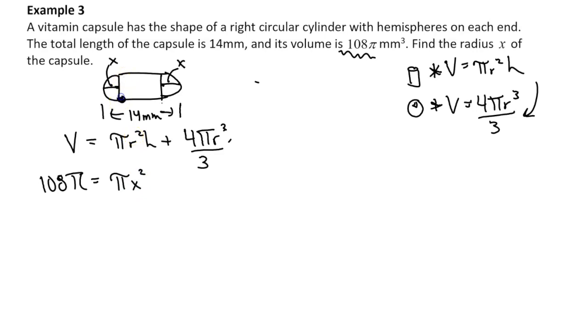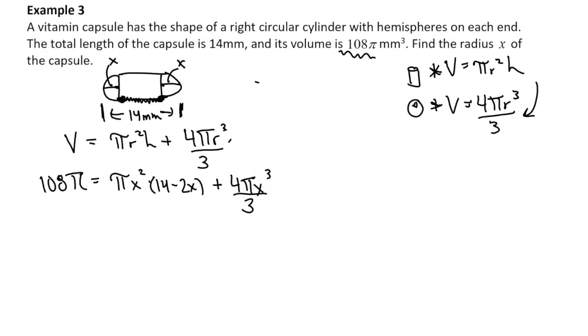and then what would you say is the height of the cylinder? Well, the height of the cylinder is going from here to here. And if the entire length of the capsule is 14 and you're subtracting the two x's, then the height is going to be 14 take away 2x. And we can use x cubed for the radius there again.